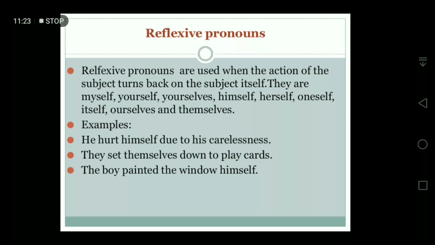Like, the boy painted the window himself. Okay, who painted the window? Not anyone else, the boy himself did it. So it reflects the action of the subject. So that's why himself is a reflexive pronoun.